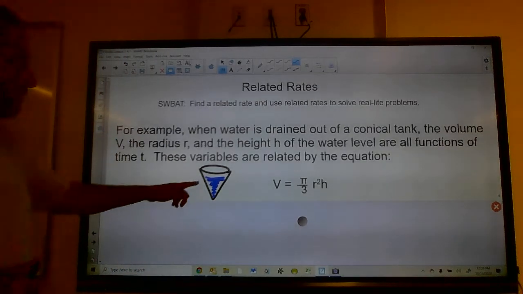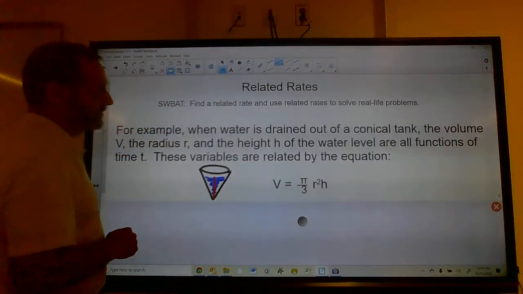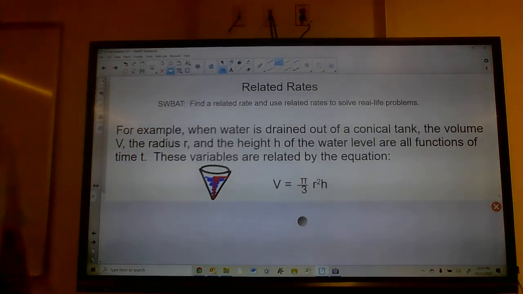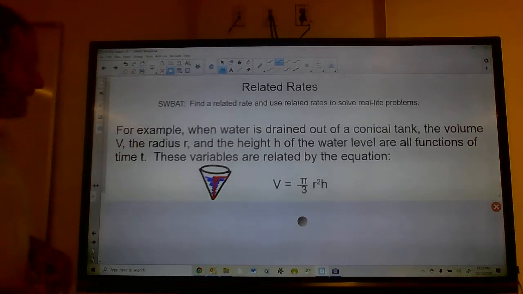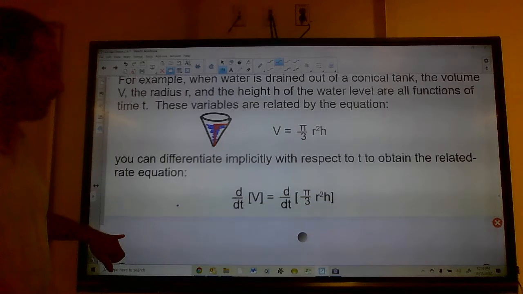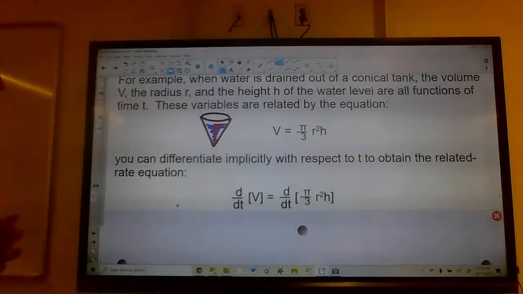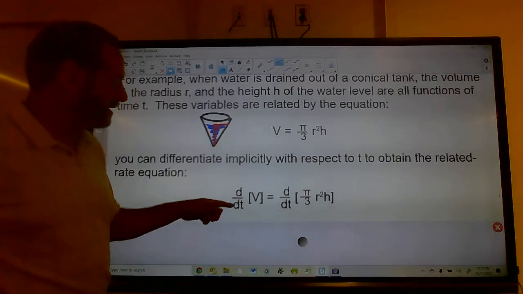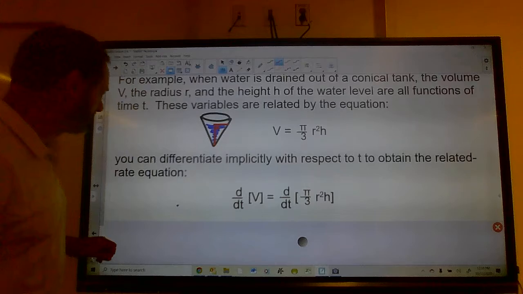The height of the water, which would be here, and the radius of the water, which would be here, and the volume of the water are all related by this formula, V equals pi over 3 times r squared times the height. Okay, so we can differentiate implicitly with respect to t to obtain related rates in the equation. So we would take the derivative with respect to time of the volume and take the derivative with respect to time of this stuff over here.